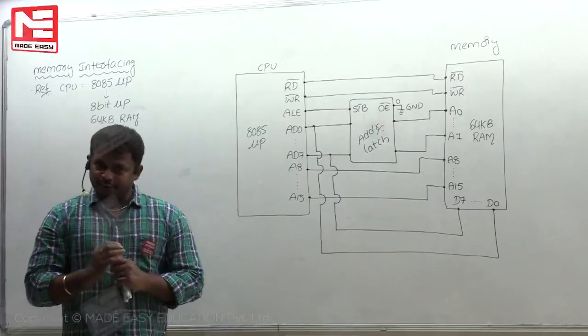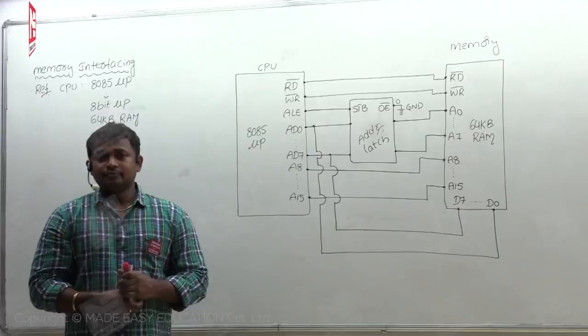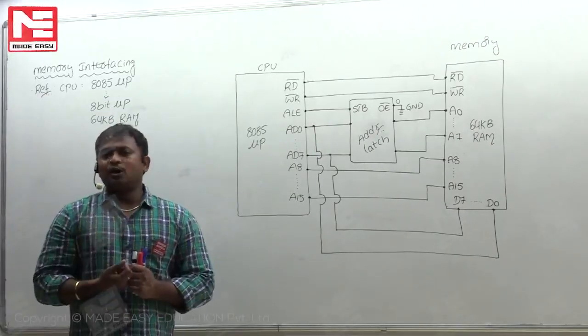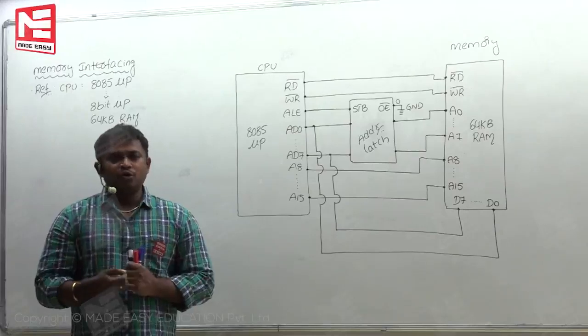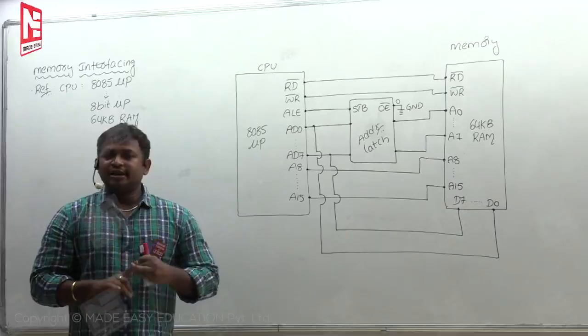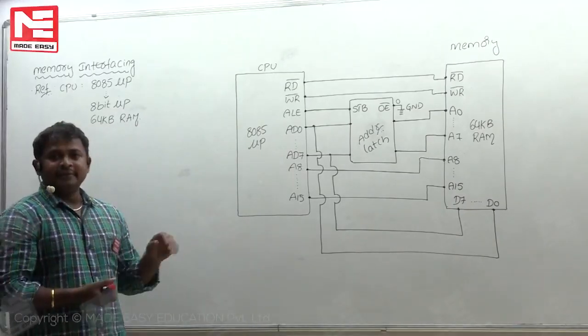Now we are going to make this skeleton into an operational state. That means what kind of operations are possible in the memory? Only two operations. One is the read operation, the second is the write operation. Then how are the read and write operations implemented? That we will see.